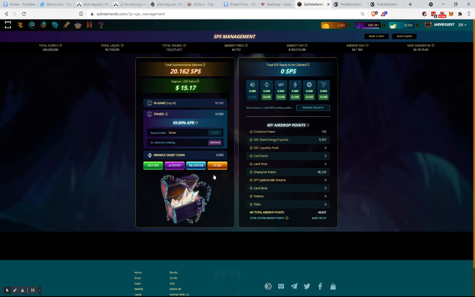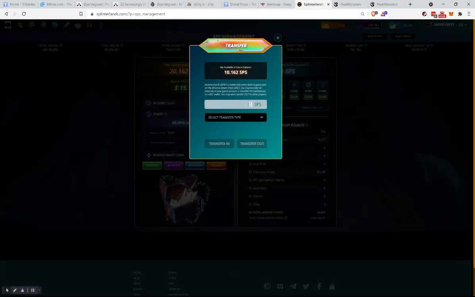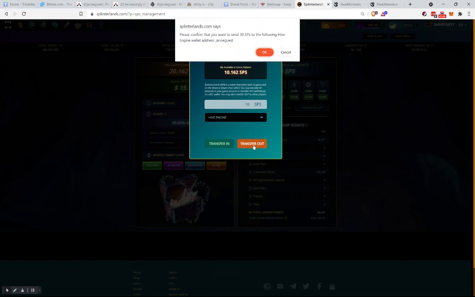Well, the next thing we have here is Liquidity Pool. Oh! It says put some SPS and DEC together. Okay. Well, should we move all of our SPS over, exchange half of it for DEC? Yeah. Okay. So we're going to go here and transfer. Let's just transfer 10 because it's a nice even number. We're going to transfer 10 of it to Hive Engine. Transfer out.